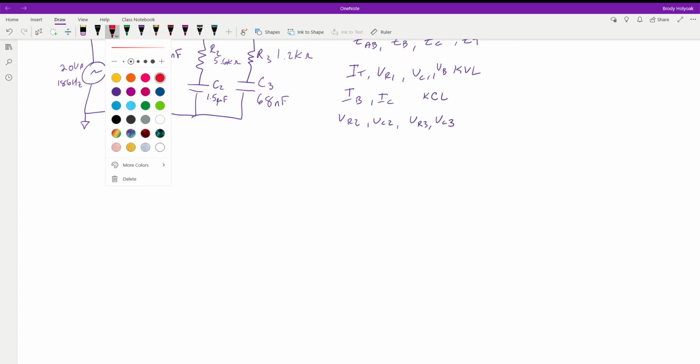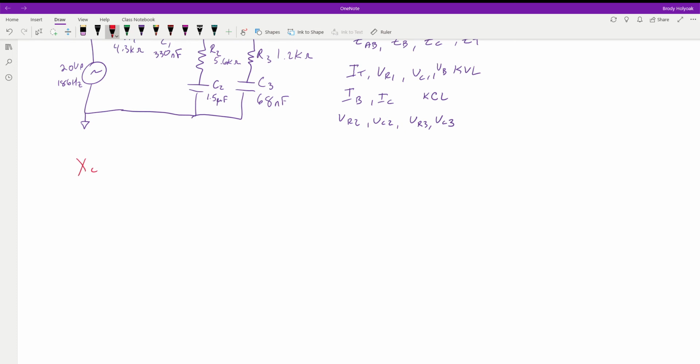Maybe if my pens are going to work. Okay, so let's start off again. So our capacitive reactance formula, remember, is 1 over 2 pi times our frequency times our capacitance. So our X of C1 is going to be equal to 1 over 2 pi times our frequency, which is 186, multiplied by the capacitance, which is 330 nanofarads. We run that through our calculator, and we get 2593 at an angle of negative 90 degrees.